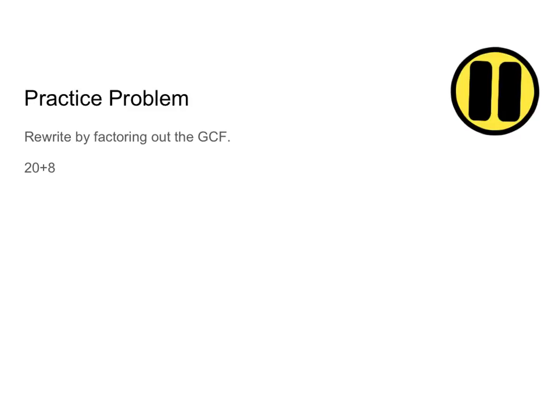All right, for our practice problem, I want you to do what we were just doing before. I want you to rewrite by factoring out the greatest common factor of 20 plus 8. So write it in that format we were just using, a number times 2 other numbers being added together.